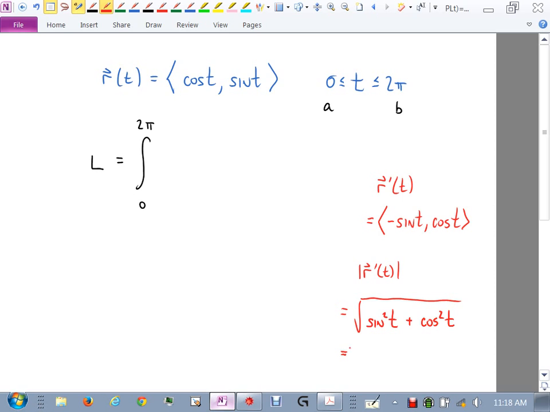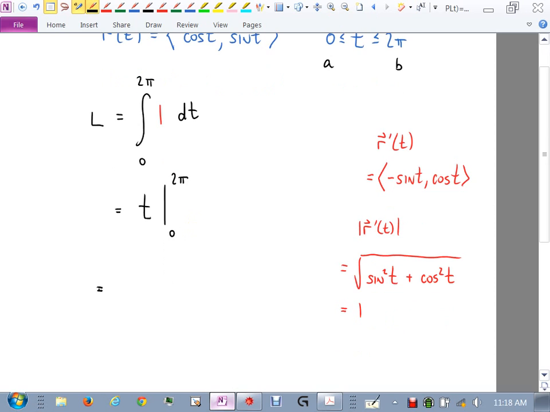And then nice. So we're just going to integrate 1 dt with respect to t. The antiderivative of 1 with respect to t is just t. And we're going to evaluate this integral at 2 pi and then subtract from it what we get when we evaluate at 0. So we plug in 2 pi and we just get 2 pi. We subtract from that what we get when we plug in 0. And that just gives us 2 pi. And that makes us happy because it makes sense that it would be 2 pi, right?